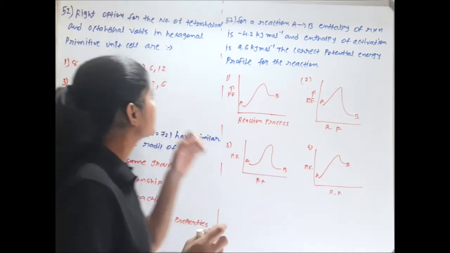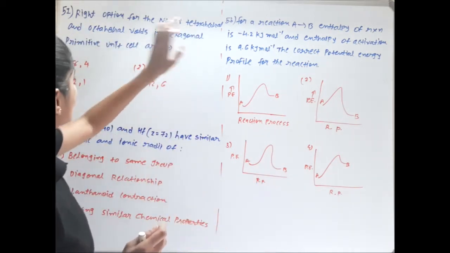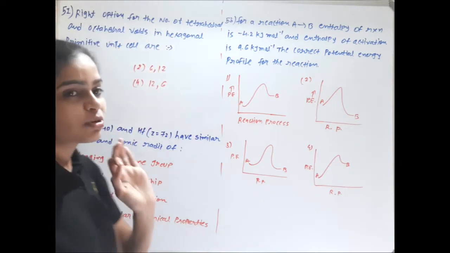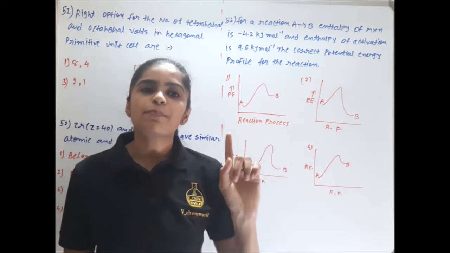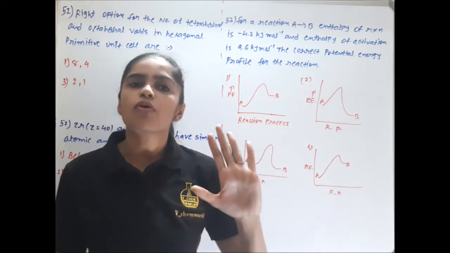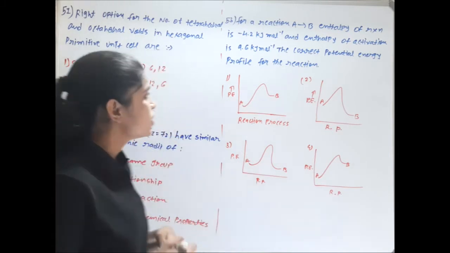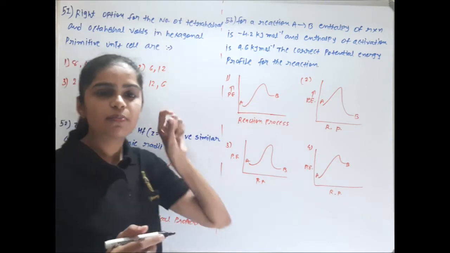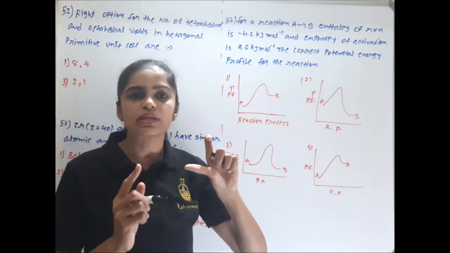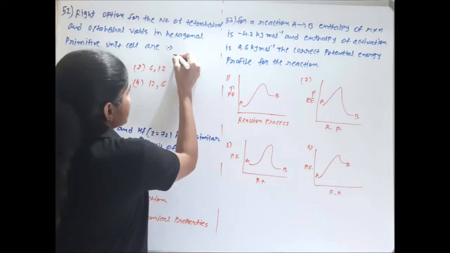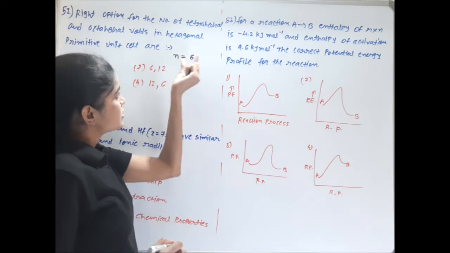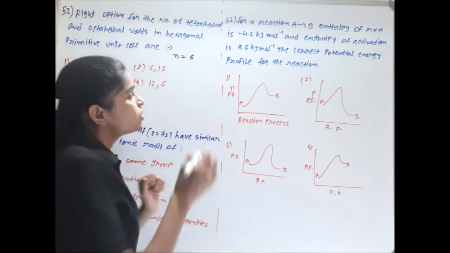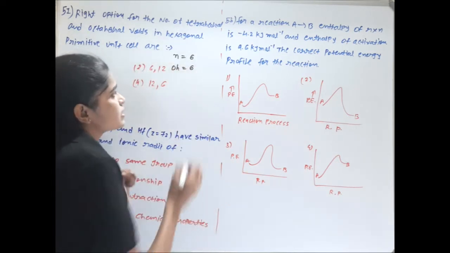So the first question is: the right option for the number of tetrahedral and octahedral voids in a hexagonal primitive unit cell. In general, we know that the number of atoms per unit cell is equal to the number of octahedral voids. Here the number of atoms per unit cell is for hexagonal, and we know that it is equal to 6. So n is equal to 6, and this number of atoms is always equal to the number of octahedral voids. So the octahedral voids are equal to 6.